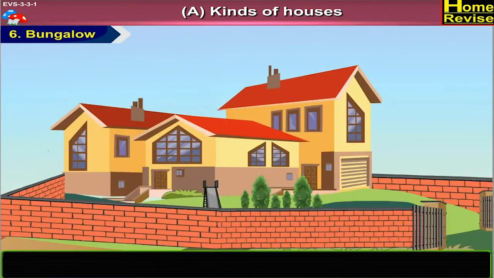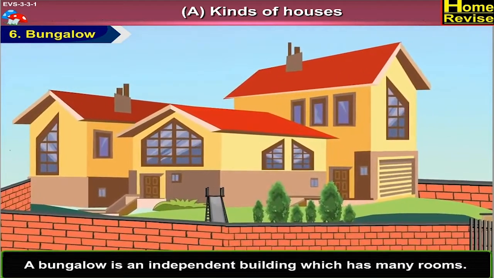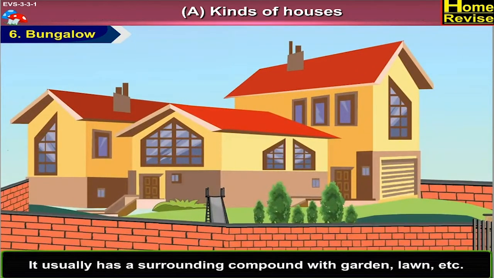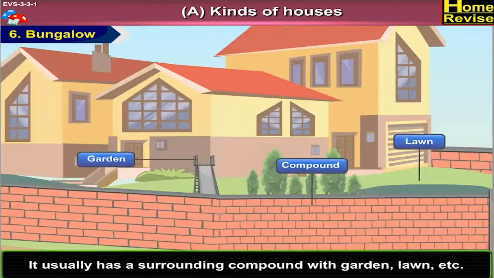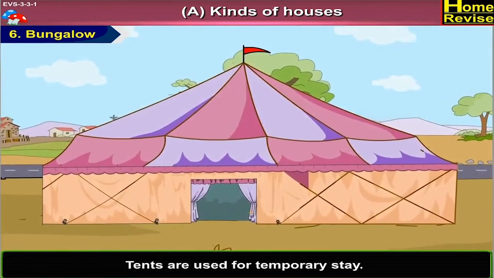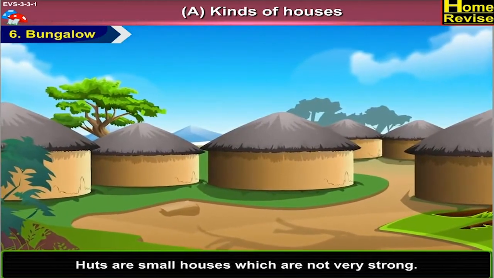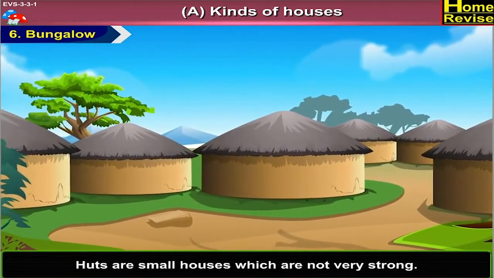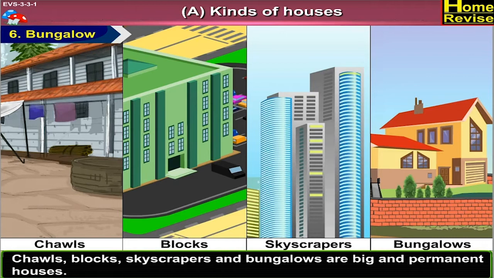6. Bungalow. A bungalow is an independent building which has many rooms. It usually has a surrounding compound with garden, lawn, etc. Tents are used for temporary stay. Huts are small houses which are not very strong. Chawls, blocks, skyscrapers, and bungalows are big and permanent houses.